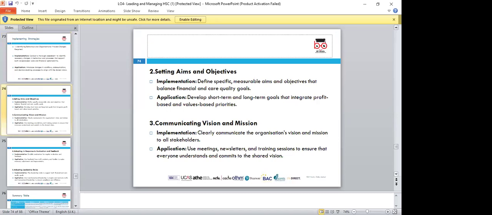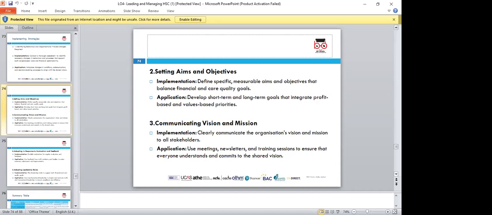You then have to set aims and objectives. Every strategy must have aims and objectives, what you seek to achieve. You define specific, measurable aims and objectives that balance financial and care quality goals. The application therefore is that you develop short-term and long-term goals that integrate profit-based and value-based priorities. Communication, vision, and mission.